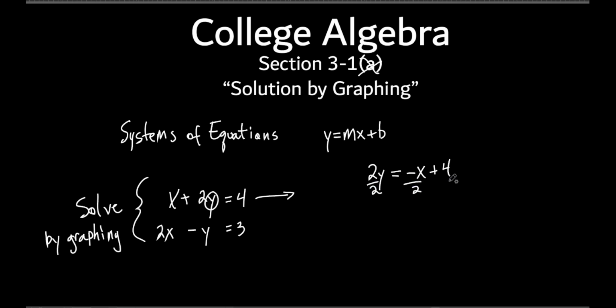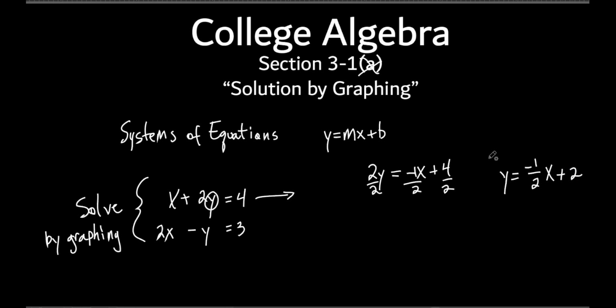So divide this by 2, divide this by 2. And what do I get? I get y equals, what's the coefficient? What's the number in front of that x? It's a negative 1, technically. So how would I write this? Not negative 2x. It's negative 1 over 2, the 2 is in the denominator. So I can't say negative 2x. It's negative 1 over 2x. So it's negative 1/2 x, plus 4 over 2, which is 2.